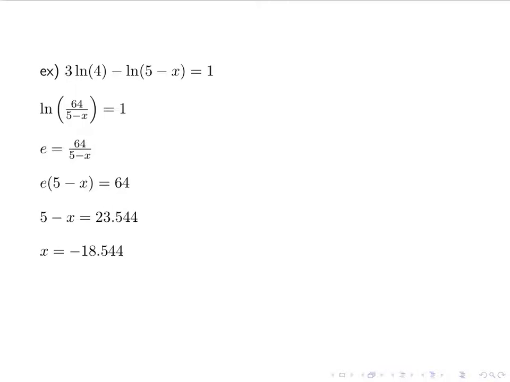Now watch out, because I have some people who will say, oh, x can't be negative, no solution. It's not that x can't be negative, it's that what's inside the log cannot be negative. So in our case, 5 minus a negative 18.544 is still positive. So this is positive, and that's what we care about. Again, it's not that our variable can't be negative, it's that what's inside the log cannot be negative. So negative 18.544 is a perfectly fine solution.